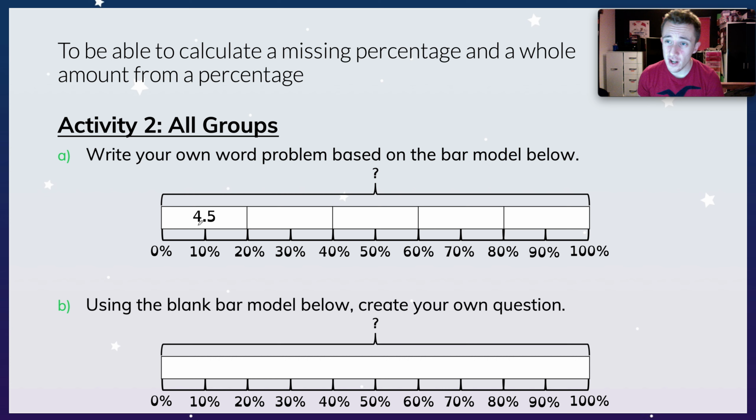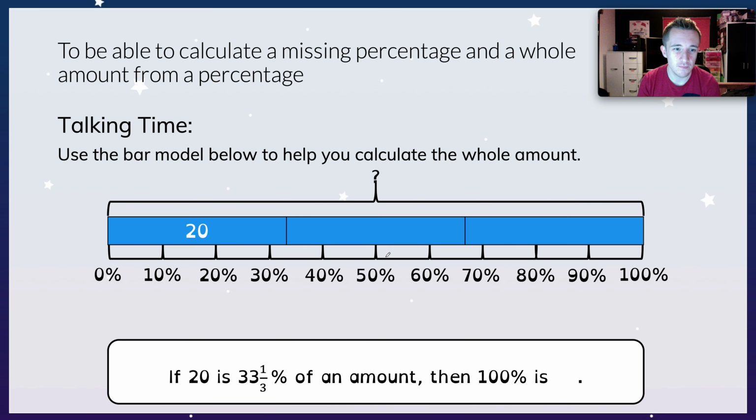So I know that 20% of a number is 4.5. Based on the questions we've just had, can you write me a question to have a go at that uses this bar model? Off you go. I can't really mark it because you're all going to do something different, but I'm assuming you're going to go and do that and then come back to me. So off you go, and you're back. Okay.